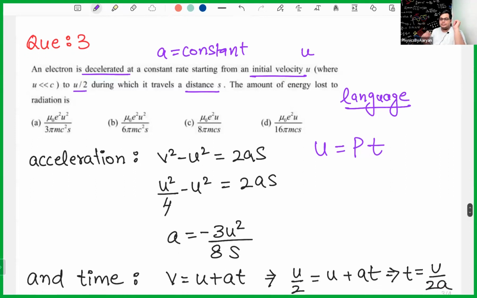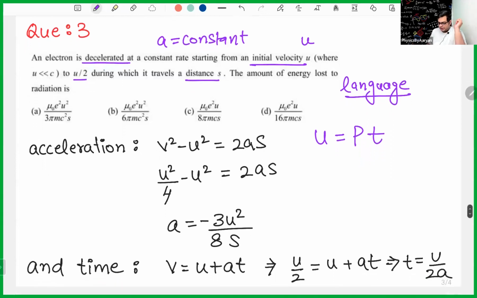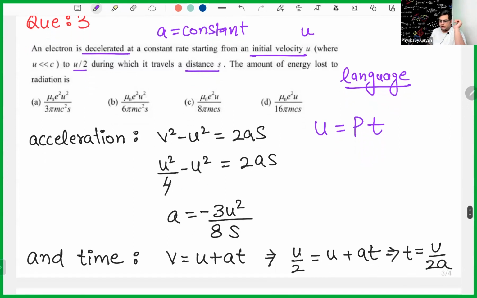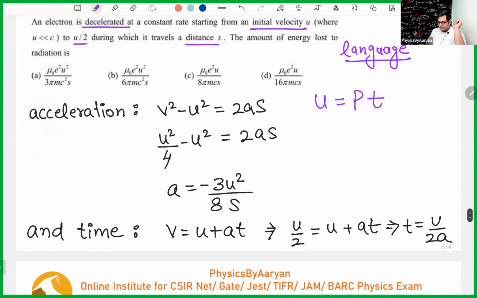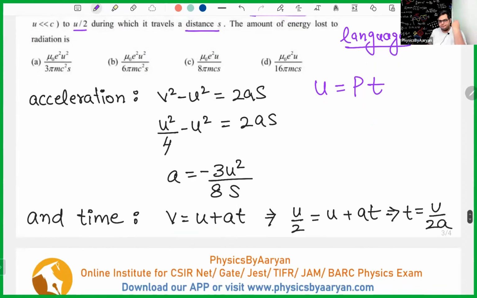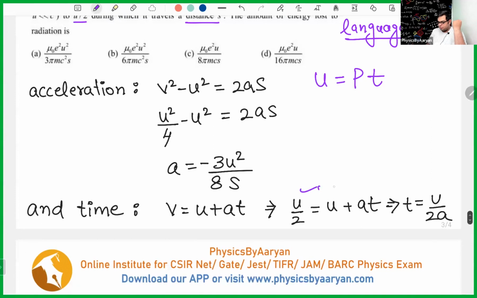But before that, let me find the acceleration. I will use the equation v square minus u square equals 2as. Final speed is u by 2, so v square becomes u square by 4, and initial speed is u. From here, acceleration becomes 3u square by 8s. Now I also need time, so let's use v equals u plus at. Final speed is u by 2, so time comes out to be u by 2a. Simple maths. Time and acceleration come.